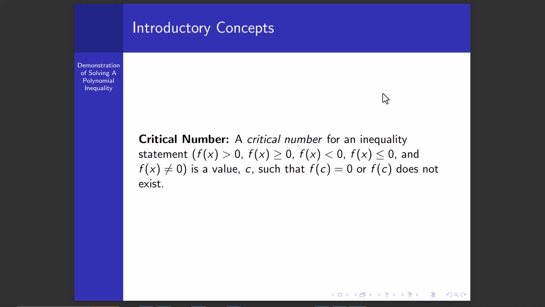A critical number for an inequality statement is a value, we'll call it C, such that f of C equals 0 or f of C does not exist.